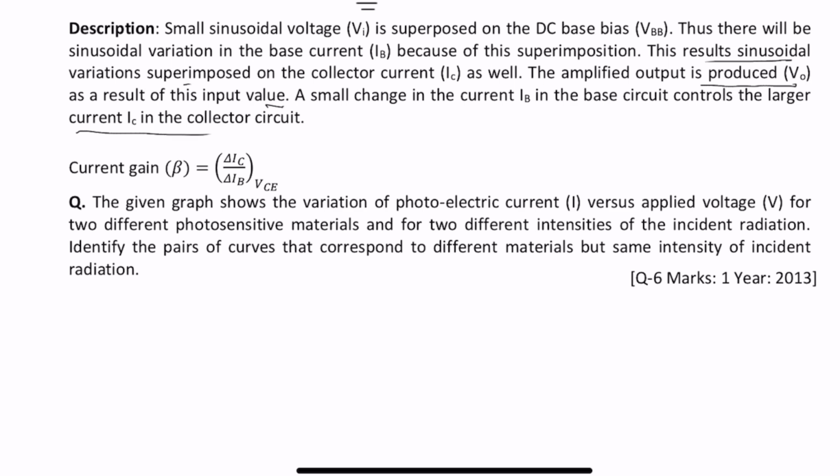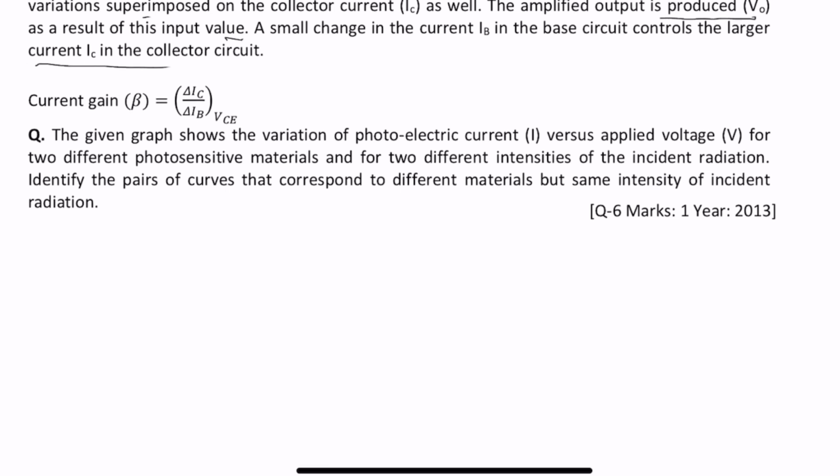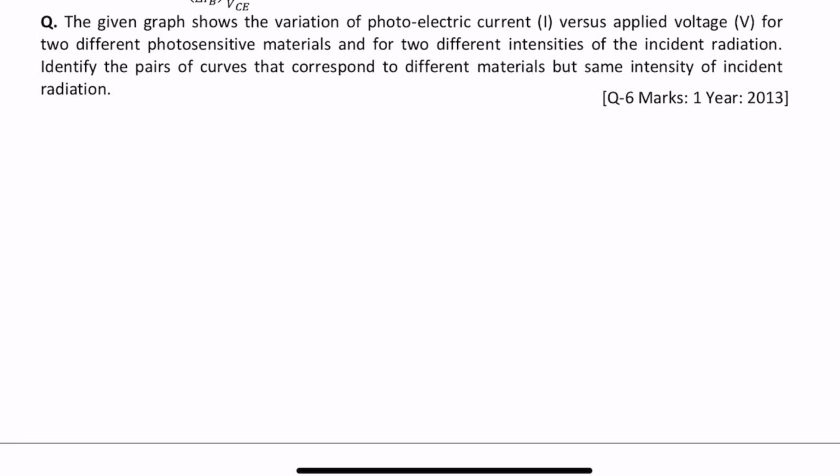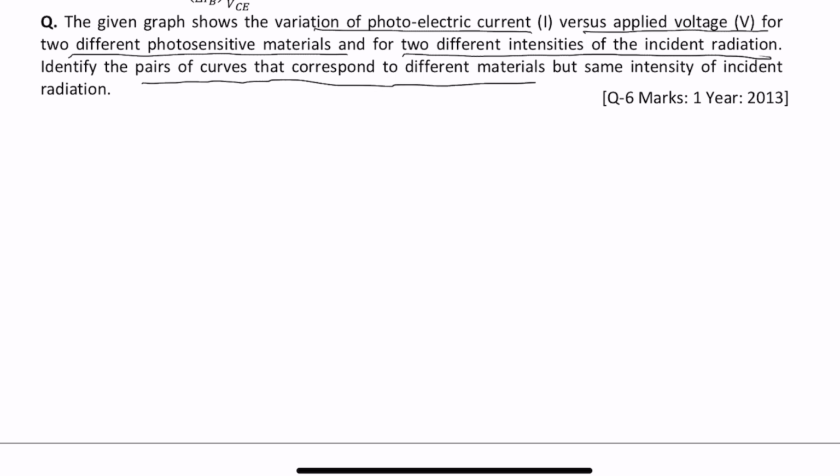The given graph shows variation of photoelectric current versus applied voltage for two different photosensitive materials and for two different intensities of incident radiation. Identify the pair of curves that corresponds to different materials but same intensity of incident radiation. Okay, so let's see.